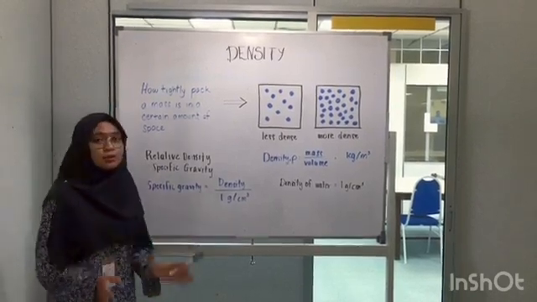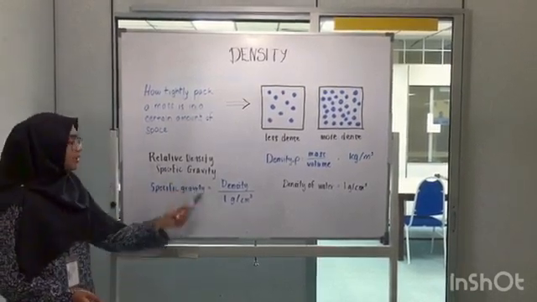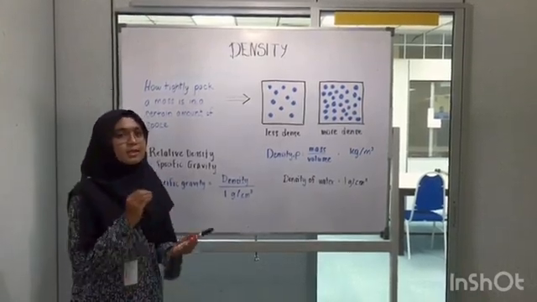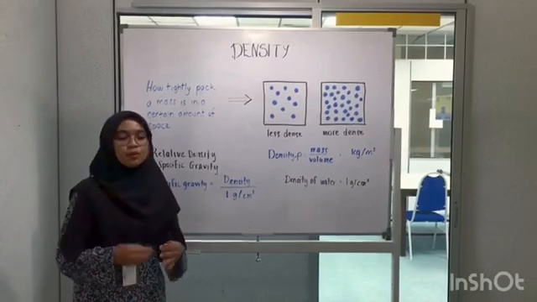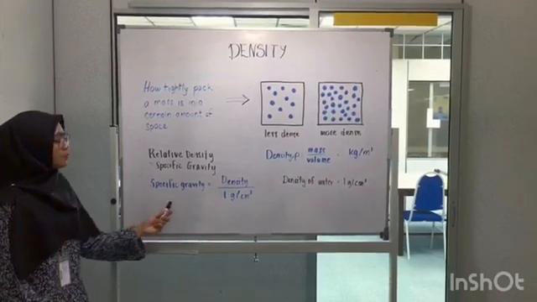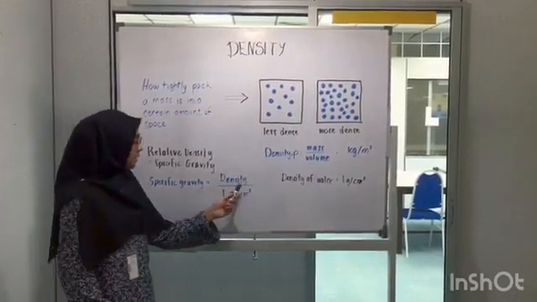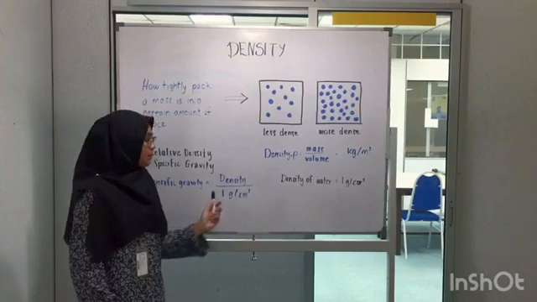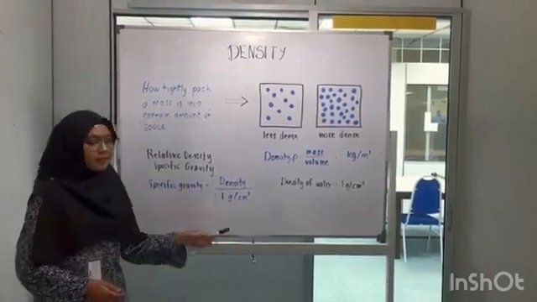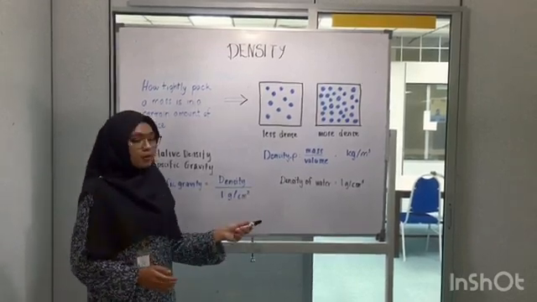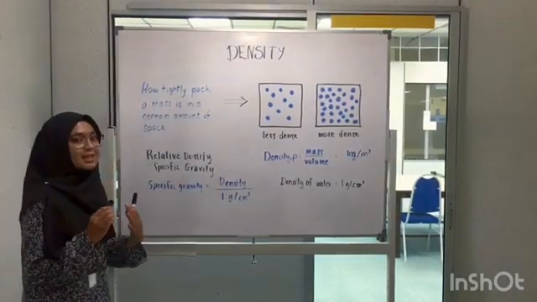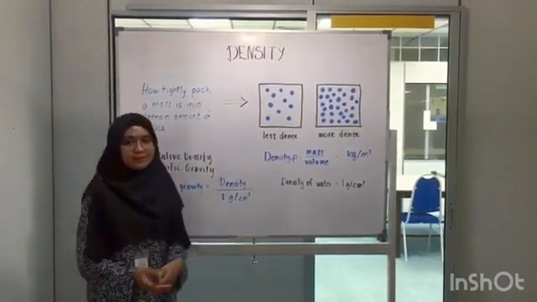Relative density is also known as specific gravity. The relative density is defined as the ratio of the density of the substance to the density of water. So mathematically, we can also define the specific gravity as the density over 1 gram per cm cubed. A substance with a specific gravity less than 1 will float on water. So this simply means that it is less dense than water.